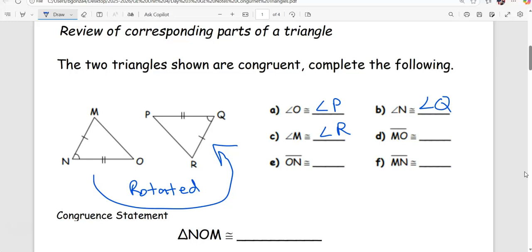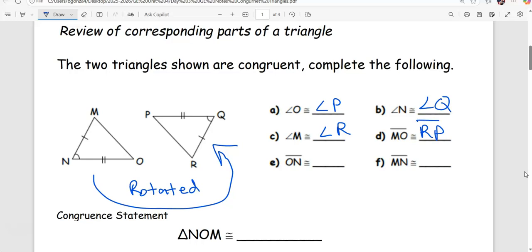Now, what about MO? From M to O is missing, no tick mark. So what's going to be that over here? Is it PR or is it RP? Think about it being rotated. It's going to be RP. Here's another way you know. MO, what's M? R, what's O? P. RP. If you look at these letters right here, it kind of tells you what matches.